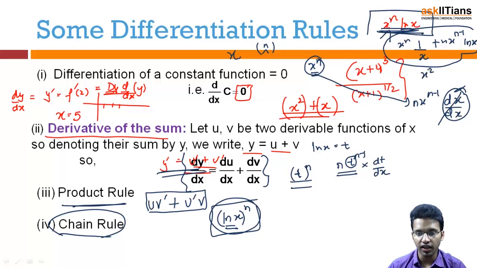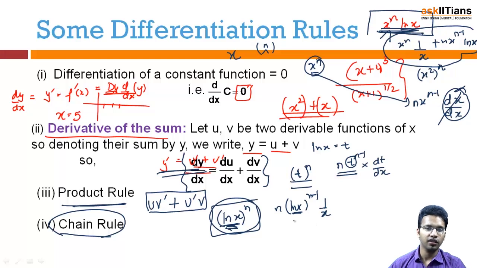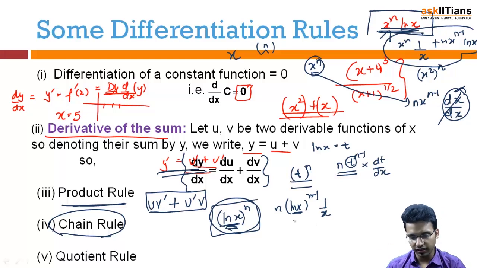But suppose I say x square raised to power n, or maybe in this case ln x raised to power n. So what we are doing is n into ln x raised to power n minus 1, and then we will differentiate the inside also with respect to x, that will be 1 by x. So chain rule goes like this.